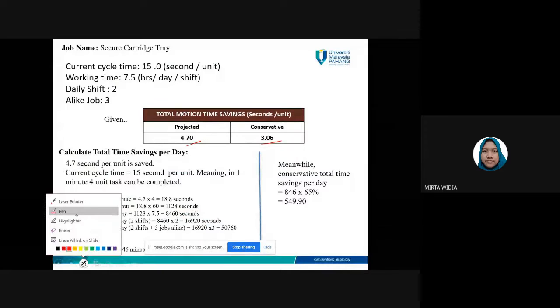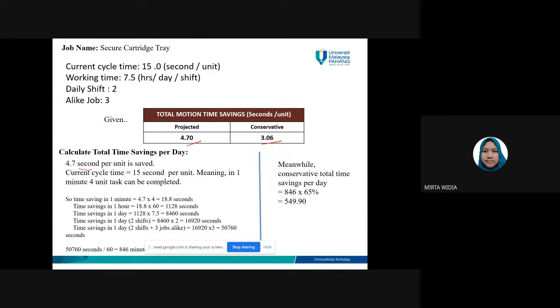4.7 second per unit. Okay. And then current cycle time katanya 15 second per unit, meaning in 1 minute 4 unit tasks can be completed. Okay, so time saving in 1 minute is 4.7 times 4, jadi 18.8 second. 1 minit kita boleh jimat 18.8 second. Kalau dalam 1 hour kita boleh jimat about 1128 second.